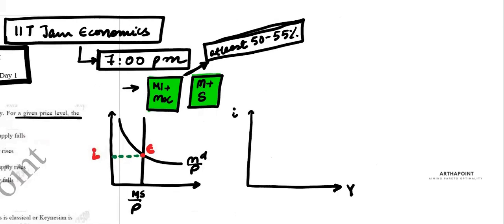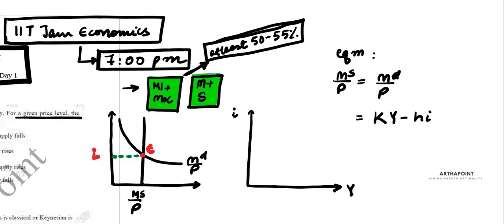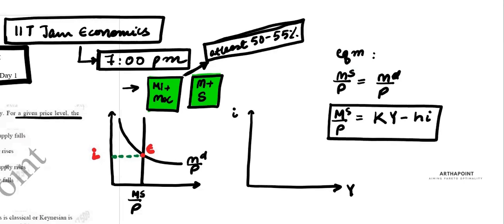To understand the LM curve, we focus on the equilibrium condition. The equilibrium condition states that the demand for money should be equal to the supply of money. The demand for money has an equation KY minus HI. This should be equal to the supply of money. Now, currently I have an interest rate where my supply of money was equated to the demand for money, which means it was for a given level of income.